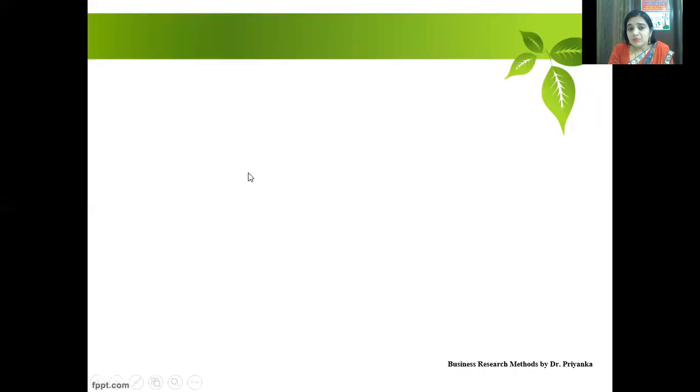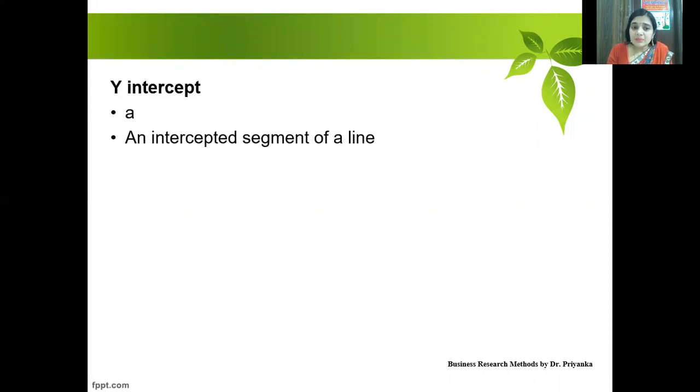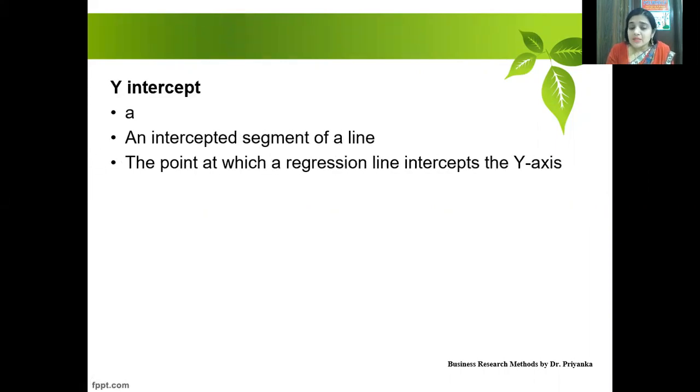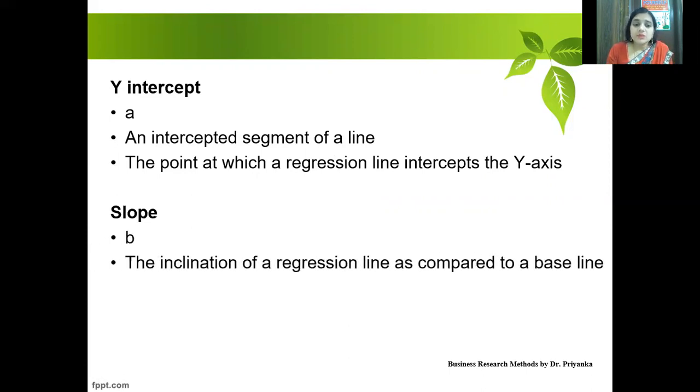Let us see what a and b are. A basically is your y-intercept. It is an intercepted segment of a line, and it is the point at which a regression line intercepts the y-axis, right? Where it would be touching the y-axis, that is the point a. B is your slope, the inclination of a regression line as compared to a baseline. The baseline here is your x-axis, and it is basically rise over run.